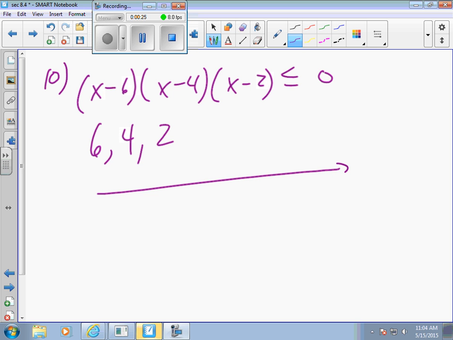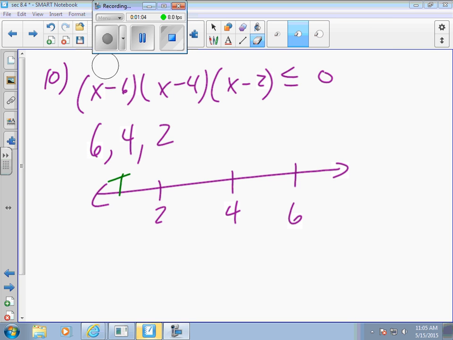I'm going to put all those numbers on a number line in the order that you would see them on a number line. And then I'm going to test some points to see if they're true or false and where it's true or false. First point I'm going to try out is at 0 over in this region. If I put in a 0, I get negative 6 times negative 4 times negative 2. If I multiply that out, I get negative 48. Is negative 48 less than or equal to 0? True.